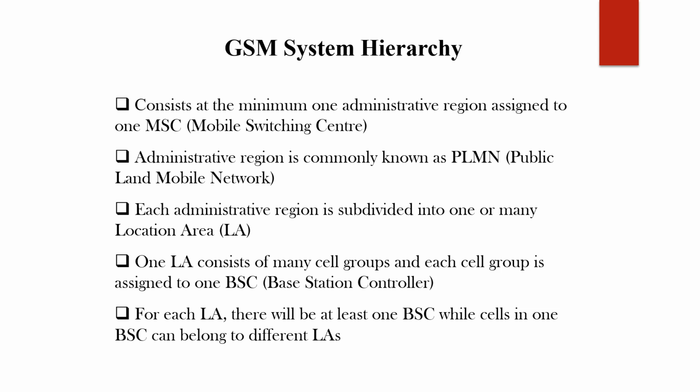So this hierarchy consists of, as I told you, at minimum one administrative region assigned to one MSC. Yes, one administrative region is there for one MSC. The administrative region is called a PLMN, that is Public Land Mobile Network. The administrative region is divided into a number of areas, that is location areas, and each and every location area consists of a group of cells and is assigned one BSC, that is base station controller. You can say that for the towers, there will be one BSC, and a number of cells belong to that location area connected to the base station controller.